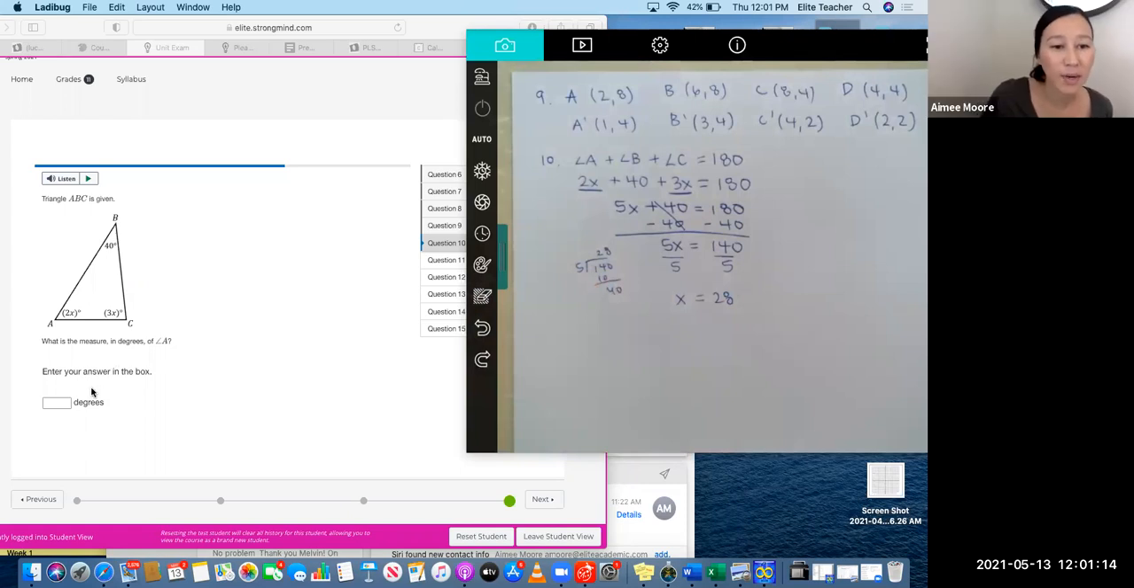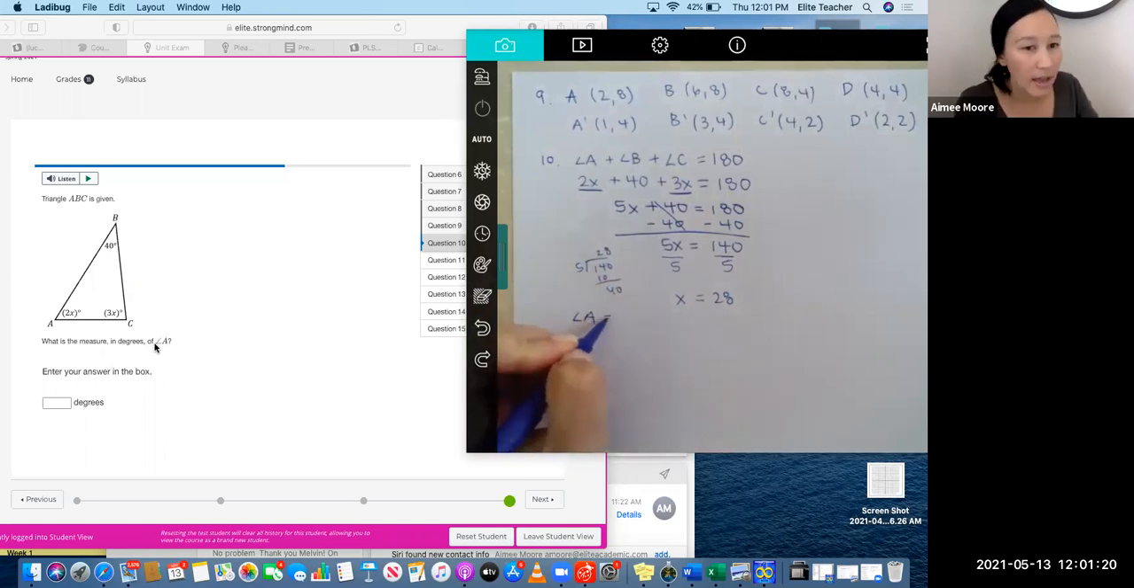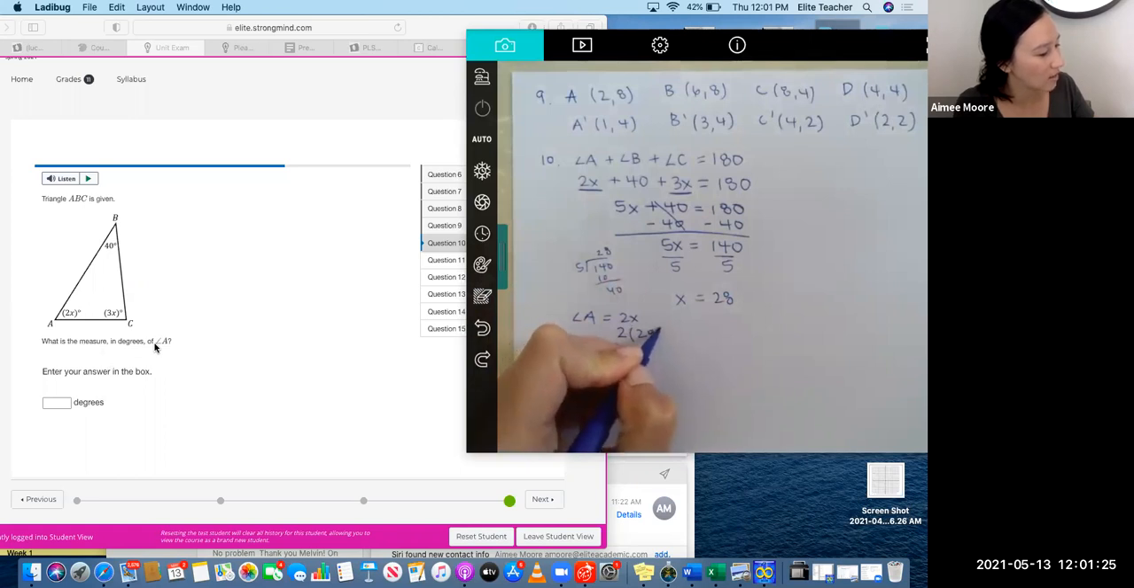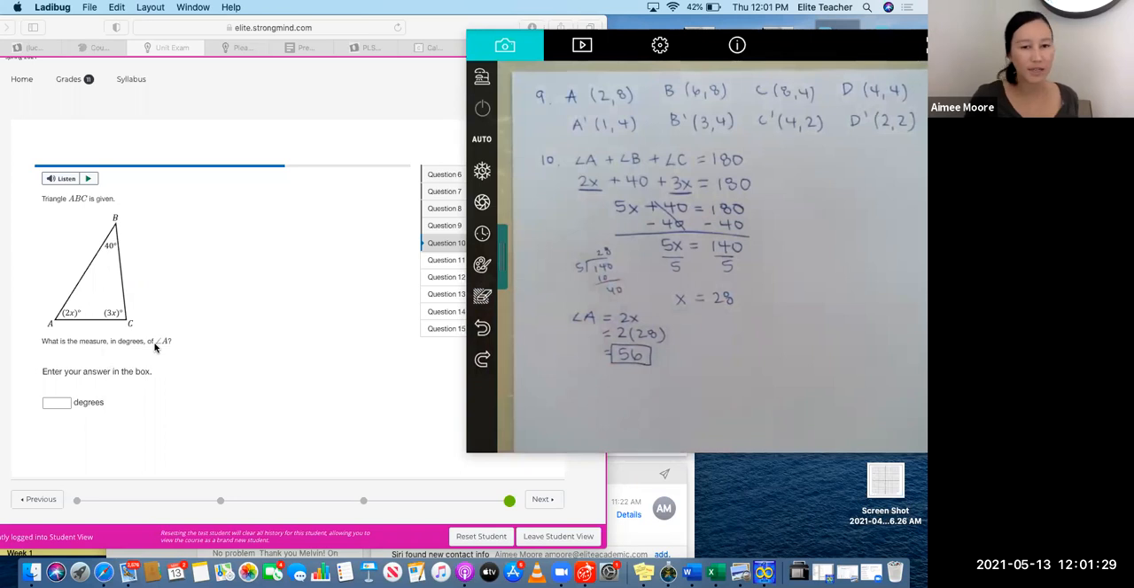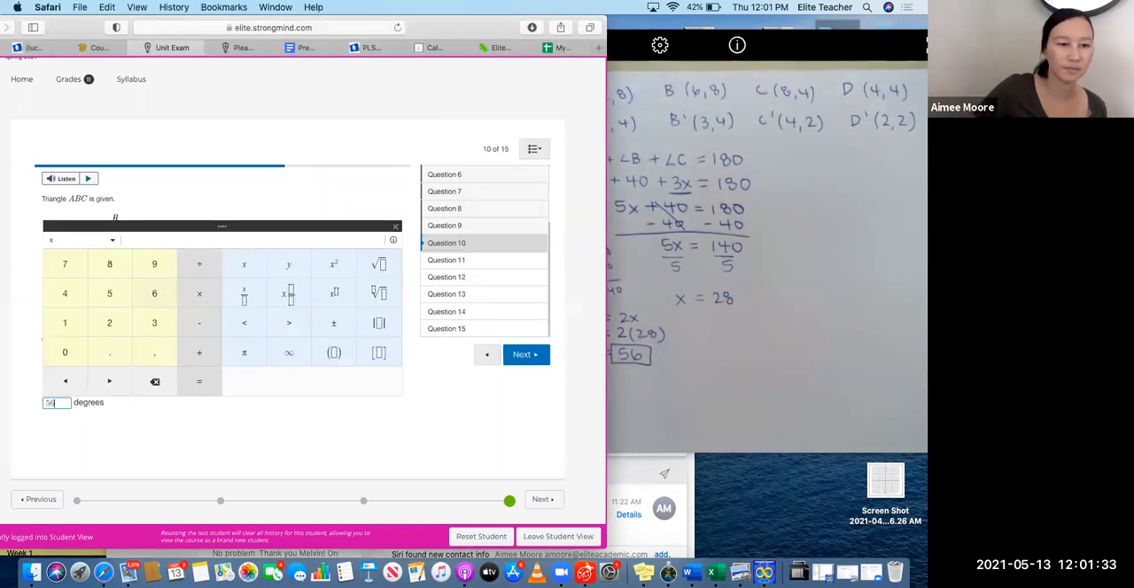So x equals 28, but now they want to know what is the measure of angle A. So angle A is 2x. So we have to do 2 times 28, which is 56. So angle A would be 56 degrees.